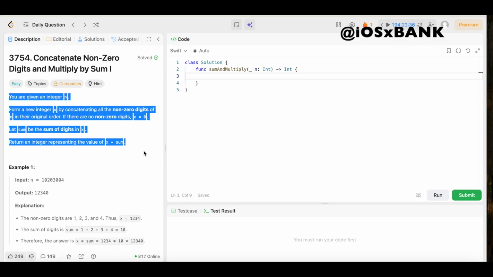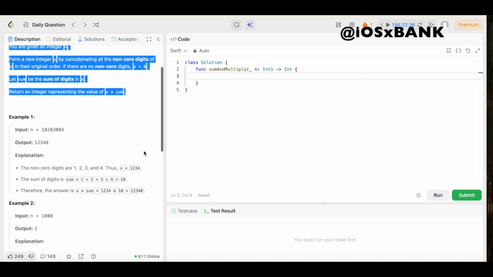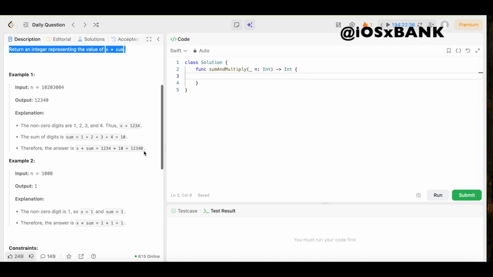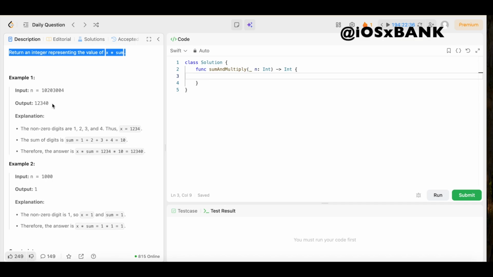All right, so that may seem a little bit confusing at first, so let's take a look at these examples just to make sure that we're doing this problem correctly. There's only two of them. In example 1, our input n equals 10,203,004. The output is 12,340. So let's see how they got it.